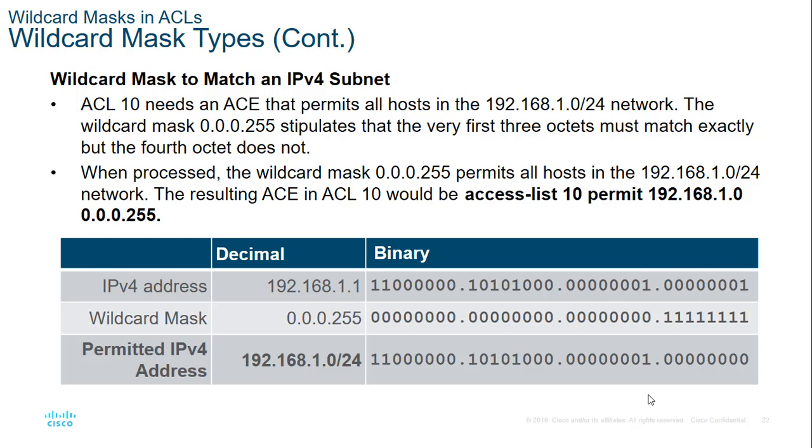In this example, the ACL 10 needs an entry that permits all the hosts in the 192.168.1.0 network, similar to the one that we did in our demonstration. In this case, the wildcard mask is 0.0.0.255. It stipulates that the first 3 octets have to match exactly, but the 4th isn't even looked at.